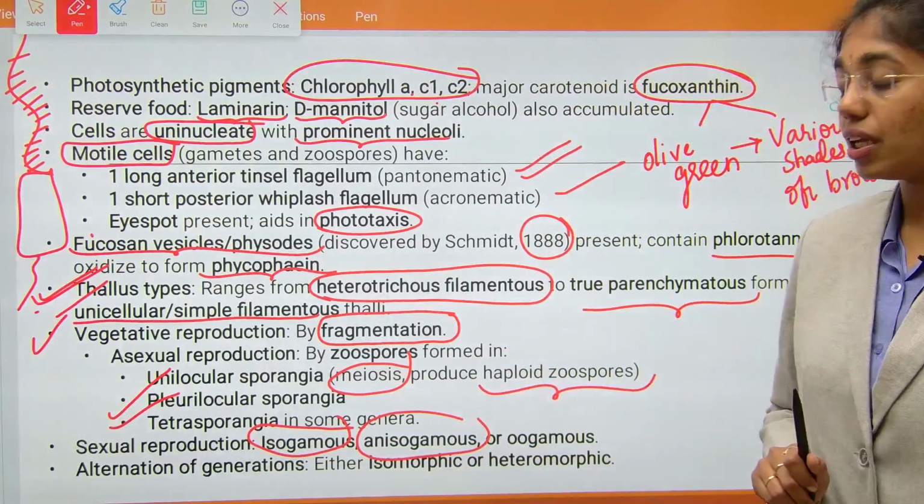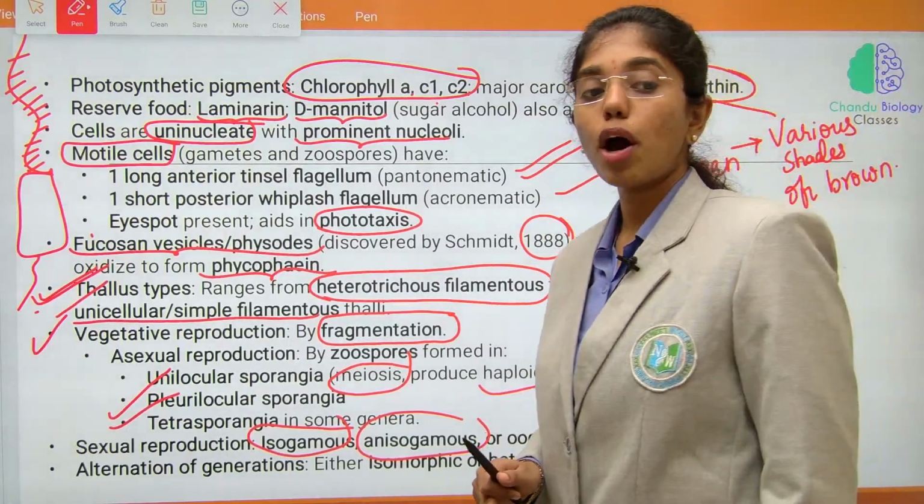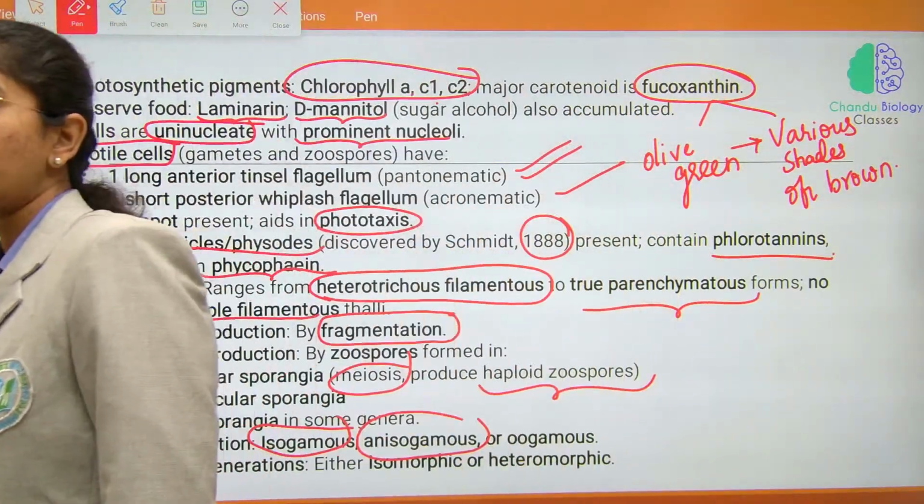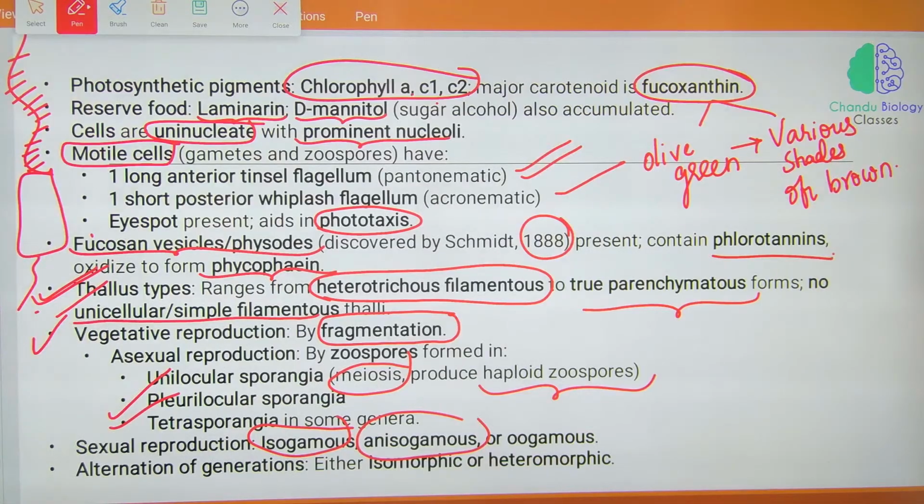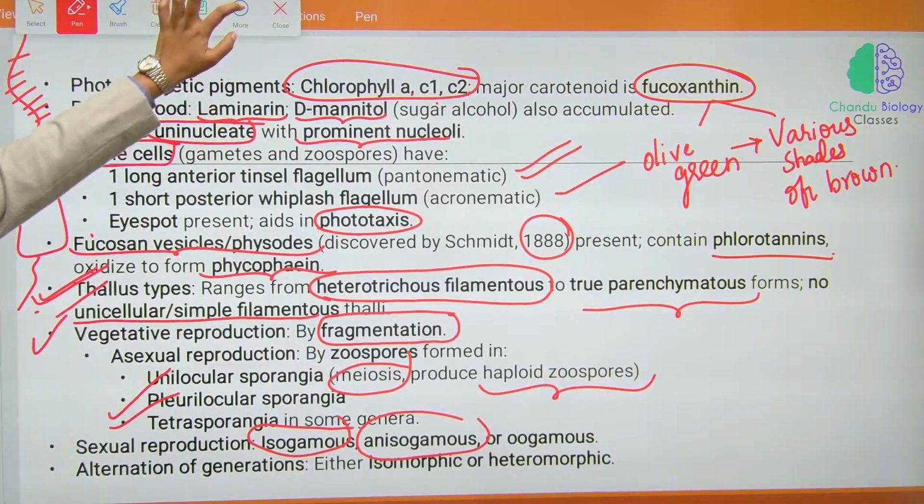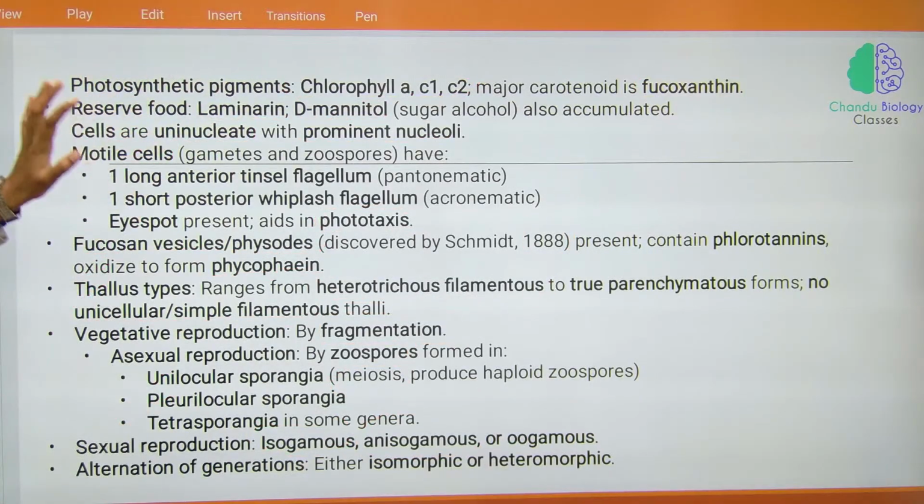Alternation of generation: we can see heteromorphic type of alternation of generation observed. We can come across diploid life cycles. So this slide, the entire slide, is important. Every point is important for your exam.